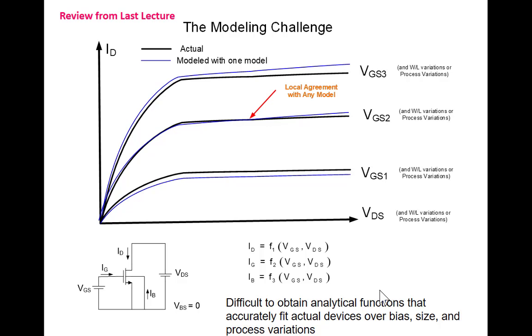So here's the problem then. We have 3 currents: the drain current, the gate current, the bulk current. And these two are almost zero. So the modeling problem is primarily to find this function that relates the drain current to the gate to source, the drain to source voltage. That's the primary problem we've got.